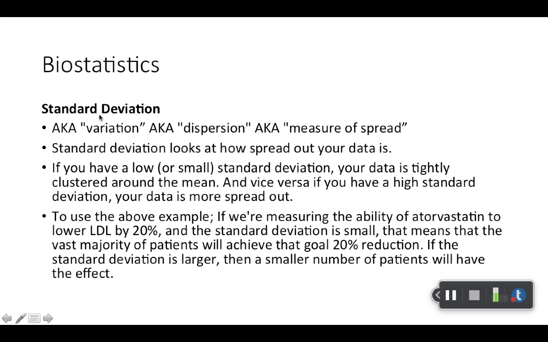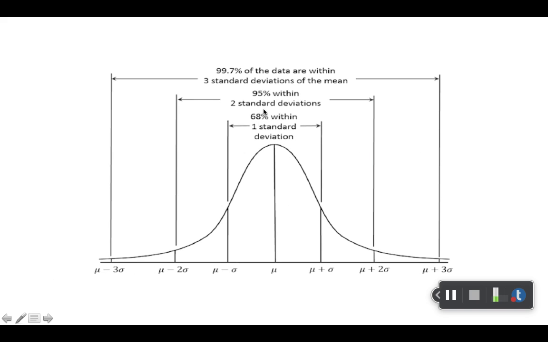So it's variation, dispersion, measure of spread. I like standard deviation the best. That's the one I use, and I feel like most people refer to it as that, but you may see it with these other handles. Standard deviation is sometimes abbreviated SD. The standard deviation will tell you how spread out your data is. Let's go back here. These are standard deviations shown on this graph here: 1 standard deviation, 2 standard deviations, 3 standard deviations.